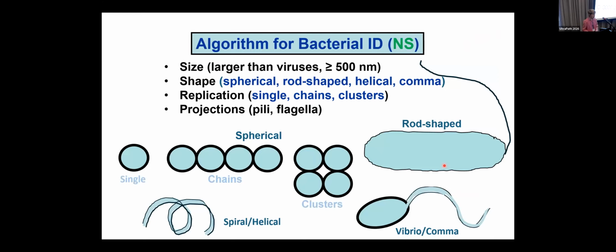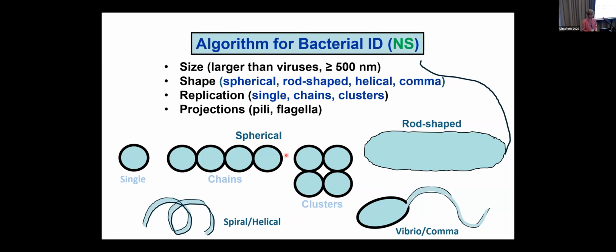So moving up the food chain, we have an algorithm, rules for identifying bacteria. Again, size matters, shape matters. They can be spherical, they can be rod-shaped, they can be spiral or helical, and they can be sort of comma-shaped. Those are the four different shapes. Look at how they're replicating. Are they out there by themselves? Are they singles? Do they grow in chains like Streptococcus?